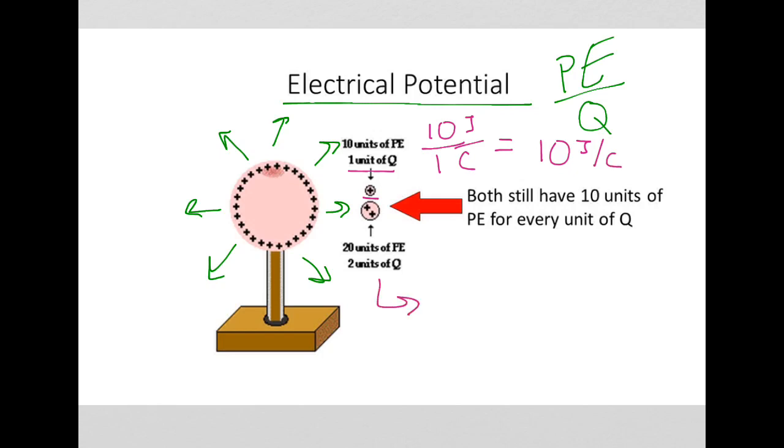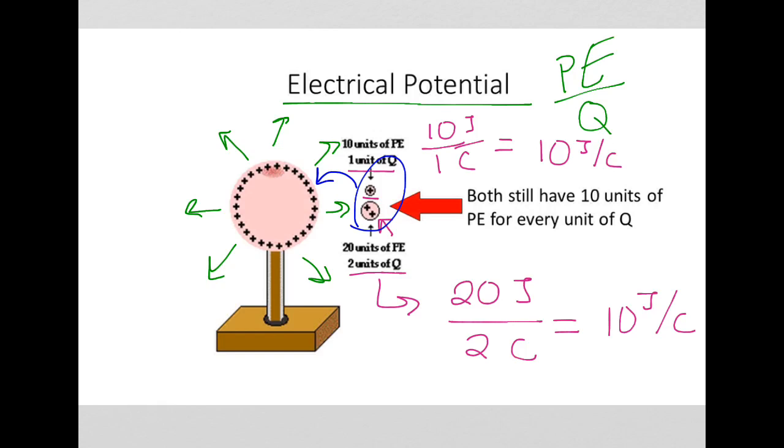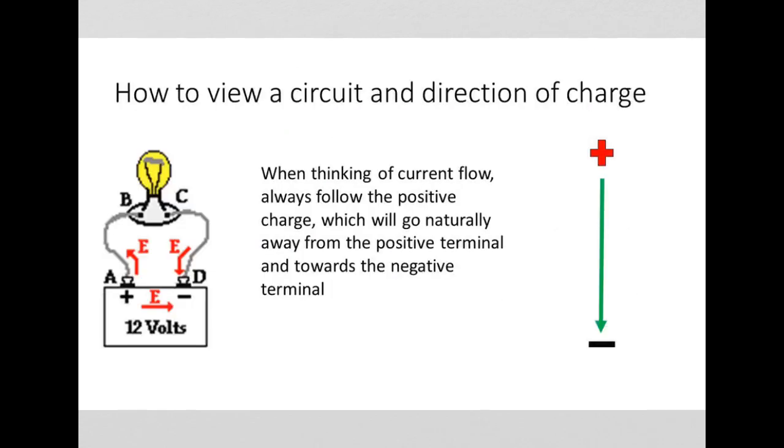This larger object here has 20 units of potential energy, and if I put in appropriate units for that, that's 20 joules of potential energy divided by 2 coulombs, which gets us again 10 joules per coulomb. So even though it has larger potential energy and larger individual charges, merely because of their location with respect to the item creating the electric field, they have the exact same electric potential.